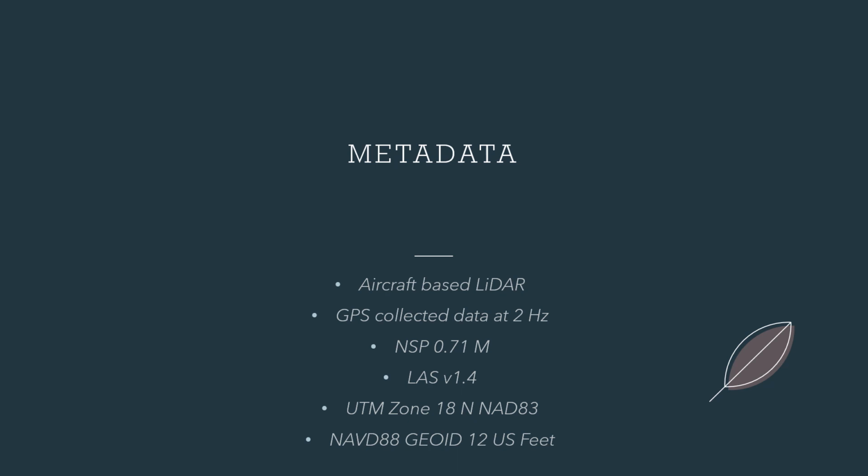Sadly, I couldn't find the actual sensor that was used for the data. The project specifications did require that the nominal point spacing was to be at or better than 0.71 meters. The last version was 1.4. The horizontal coordinate system that was used is UTM zone 18 north NAD 83, and the vertical coordinate system was NAVD 88 Geoid 12. It didn't indicate whether it was 12B or 12A, but it did note that it was in US feet.